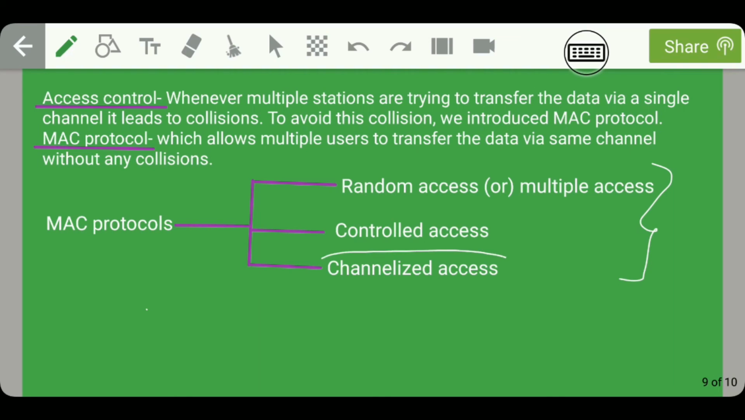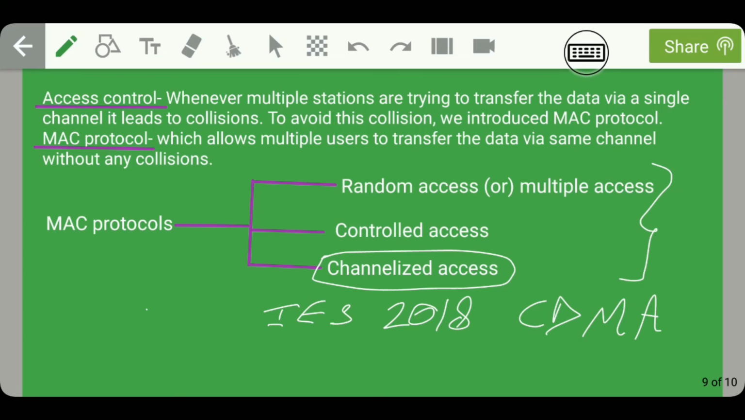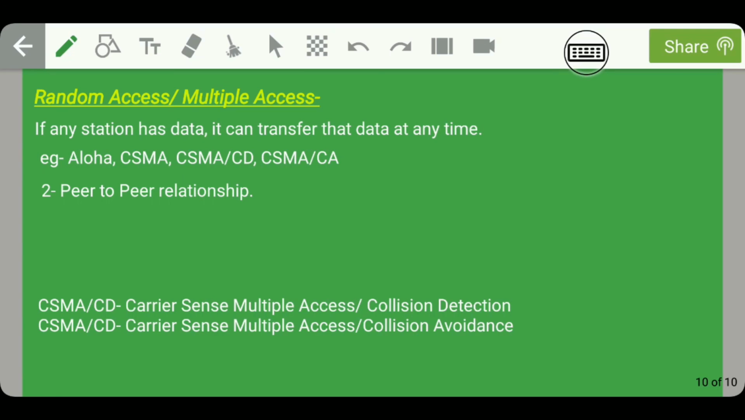Guys, in IES 2018, a direct question was asked from this channelized access protocol. The question was, what does CDMA stand for? We will discuss this channelized access protocol later on. First of all, let us discuss random access or multiple access MAC protocol. So guys, in the case of random access or multiple access protocol, if any station has data, it can transfer that data at any time. For example, if you have any doubt, you can directly post that doubt without the permission of any faculty. Or in other words, there is no need to take permission from any master.